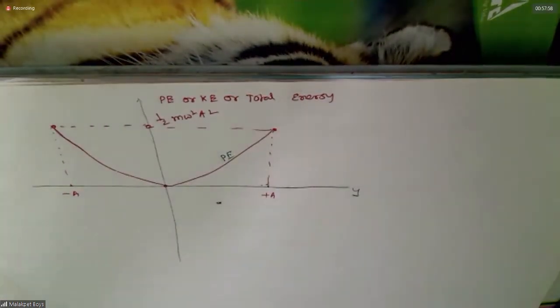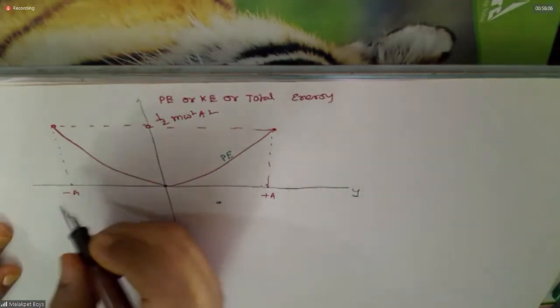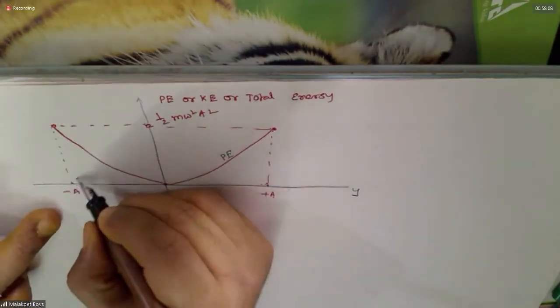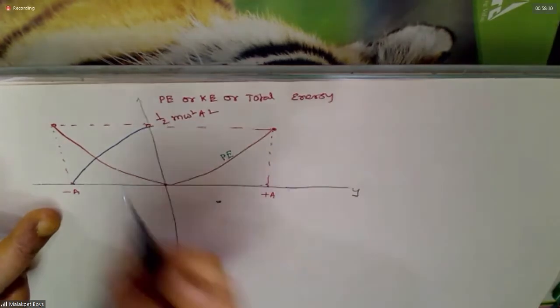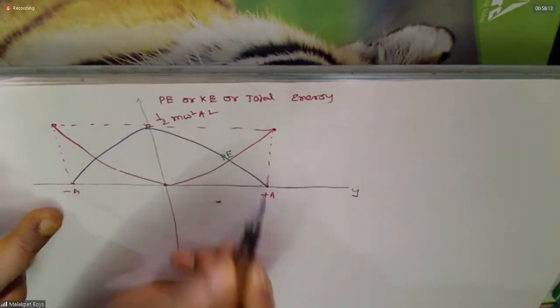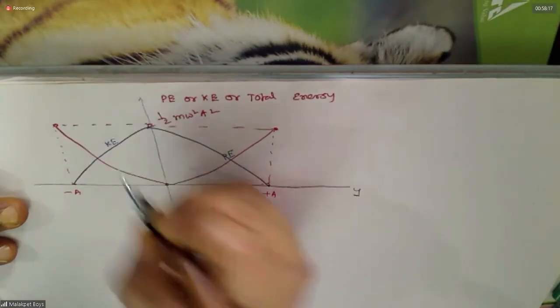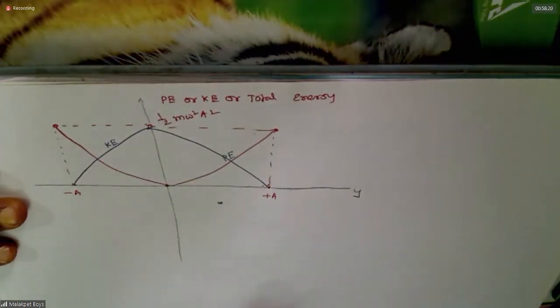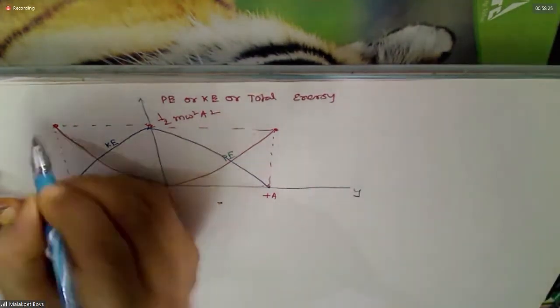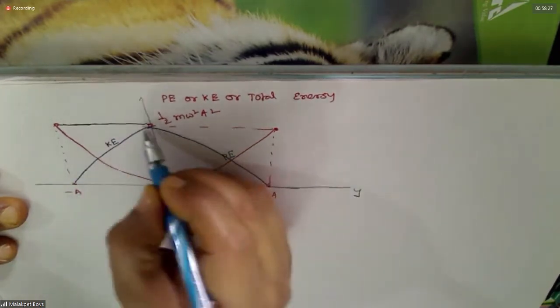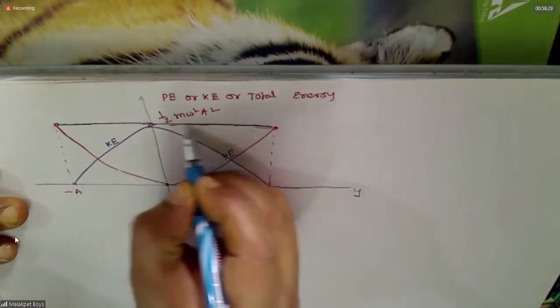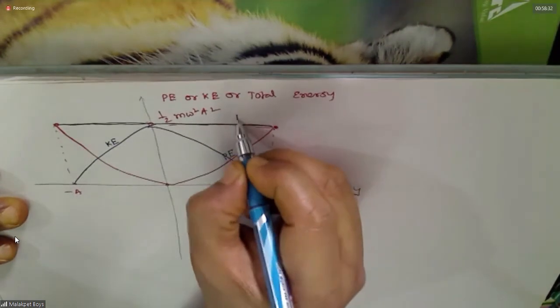Now can you tell how the graph looks for kinetic energy? Just the opposite, sir. Turn it upside down. At extreme position it is 0, at mean position it is maximum. So the graph will be like this. This is for kinetic energy, the variation of kinetic energy with displacement. And what about the total energy? Can you tell? Total energy is constant, sir. Straight line. Total energy is always this only, no? Yes, sir.